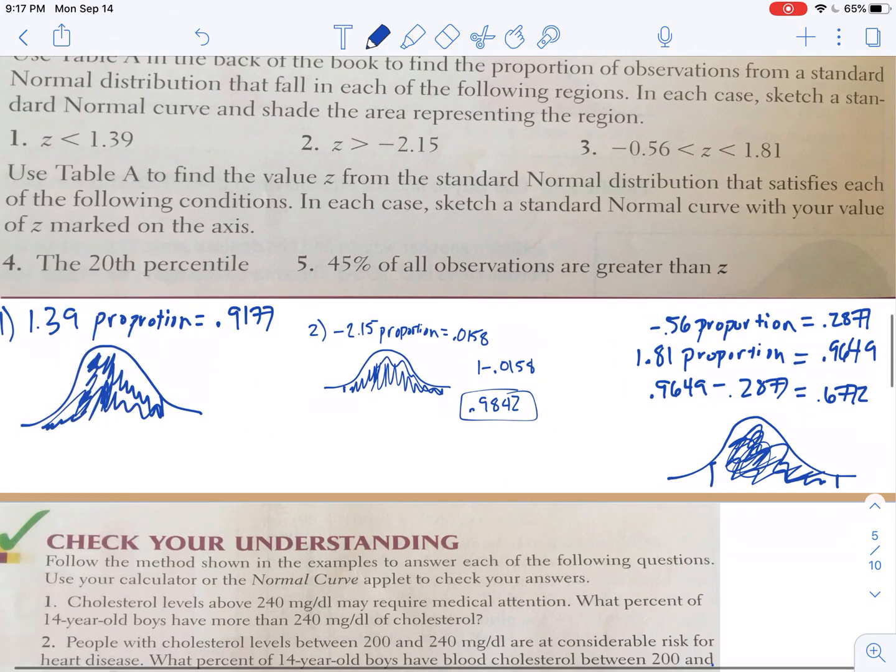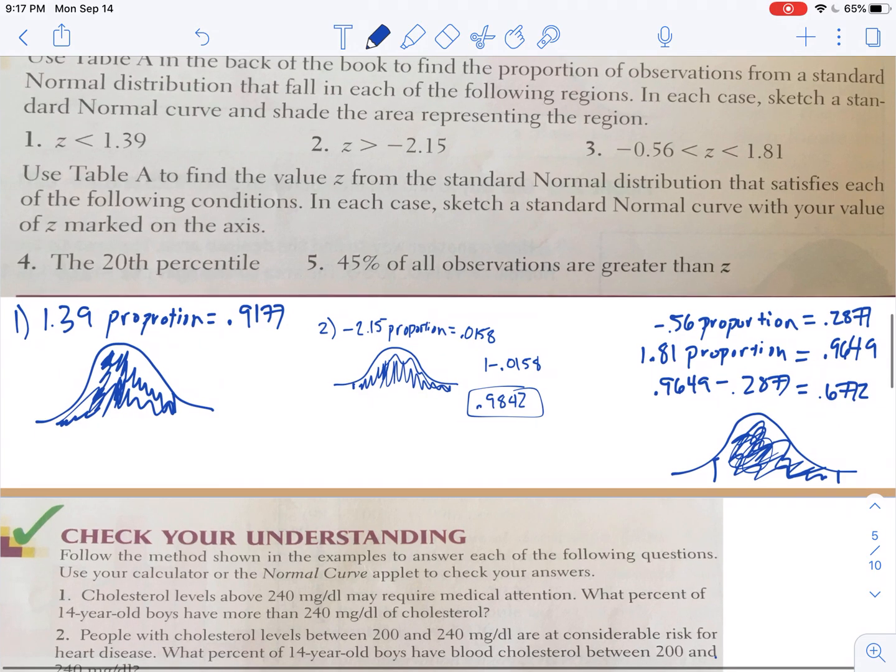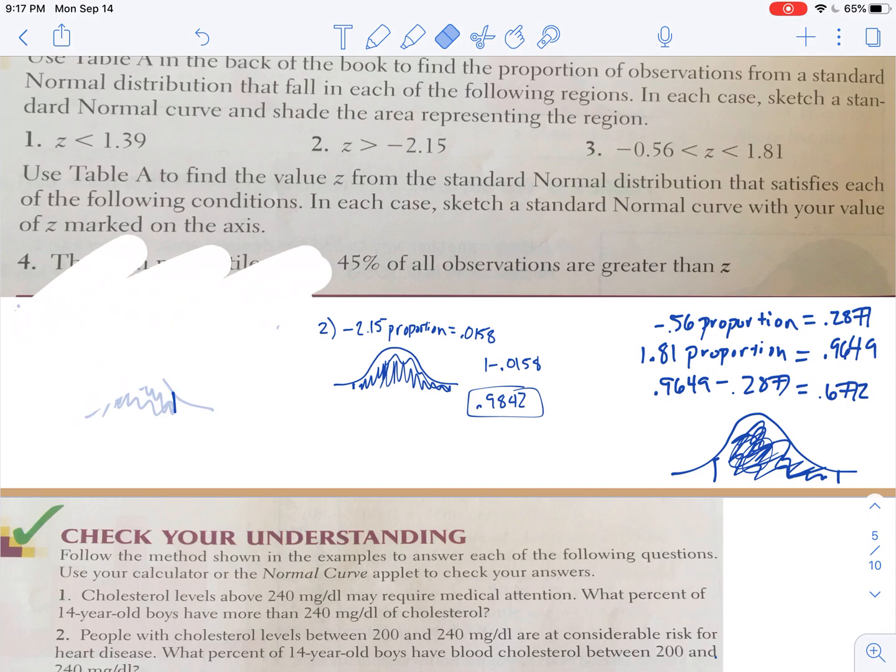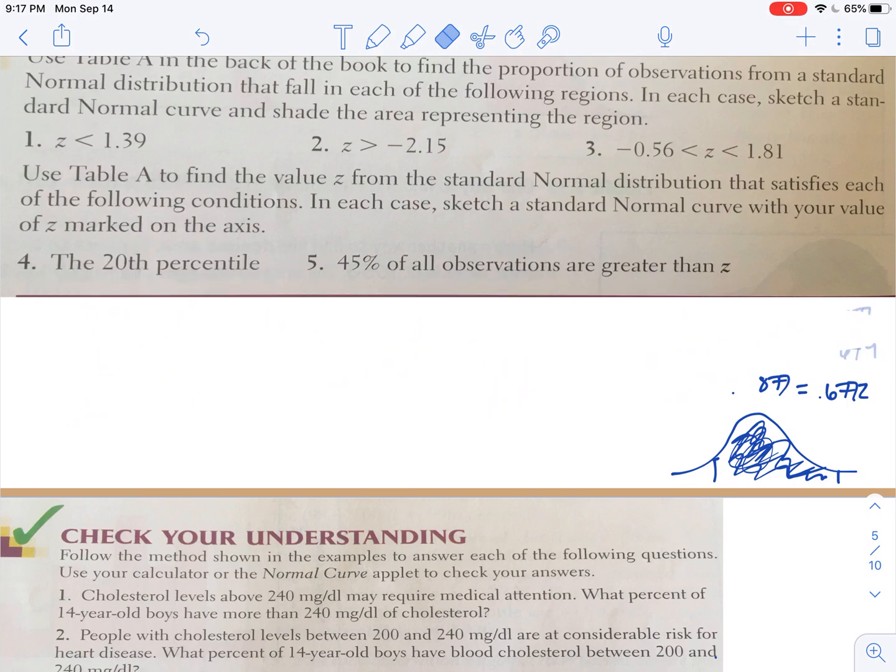So there you go. That's how I would figure out the proportion of data points that exists based on these z-scores. I use my alpha table and go there. Now we can work backwards as well, and I'll do number 4 and number 5. I can figure out what is the z-score that relates to a specific percentile.